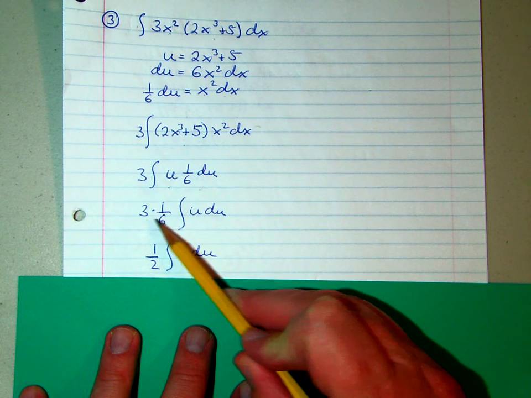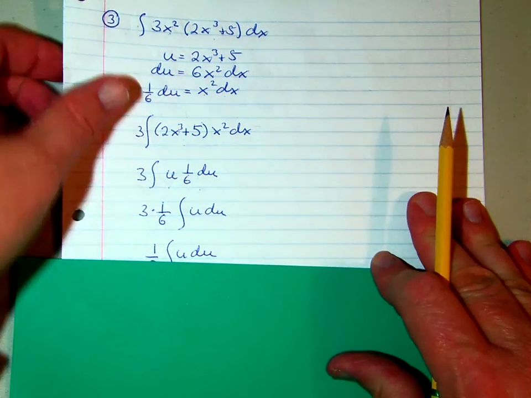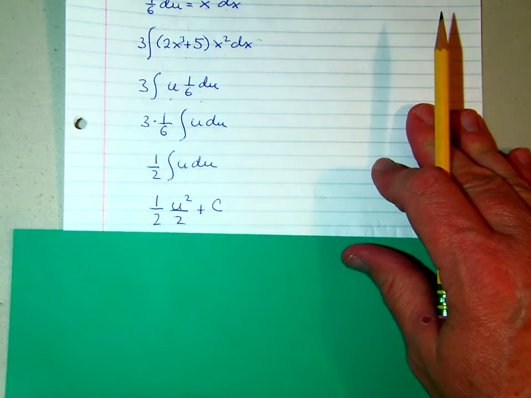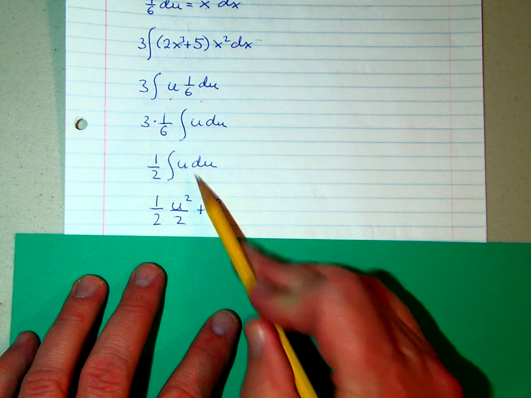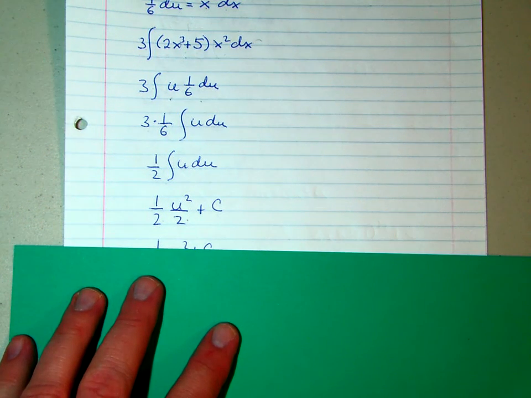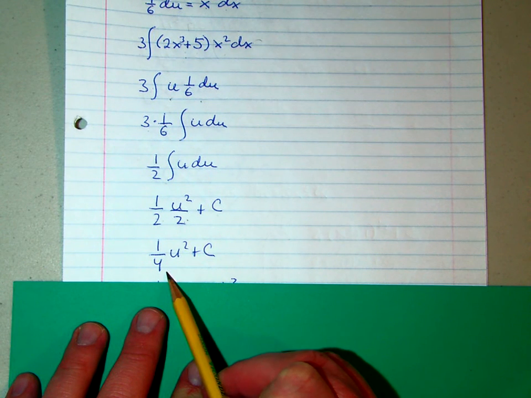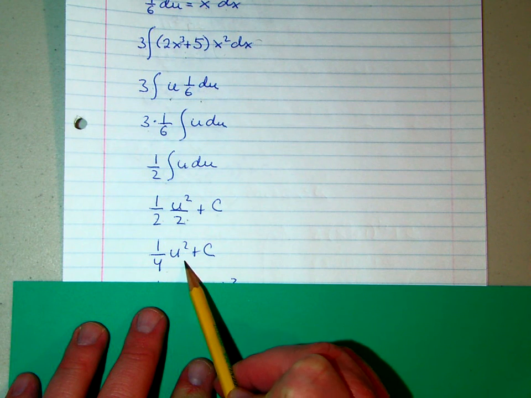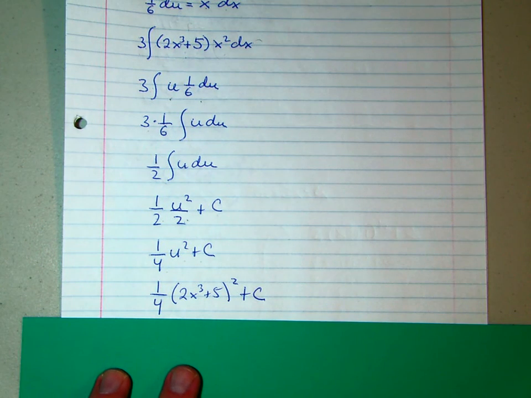So cleaning this up a little bit, 3 times the 6th is a half. Half comes along for the ride. Exponent goes up by 1, divide by the new exponent, plus our constant of integration. So the 1/2 times that 2 on the bottom is 1/4 u squared plus c. And then we substitute to get back in terms of x.